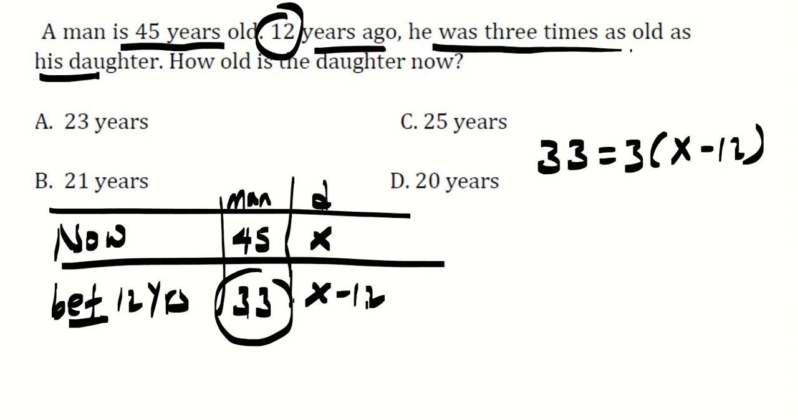It will be X minus 12. So what's asked? How old is the daughter now? That means we need the X. This is the main equation. Then the rest will be easy, because it will be easier after this.